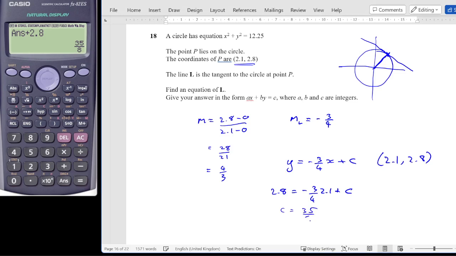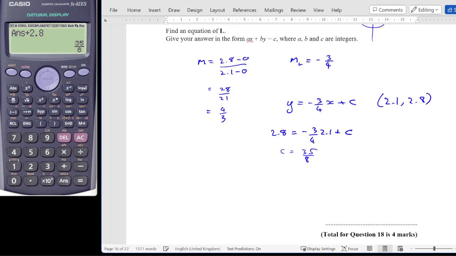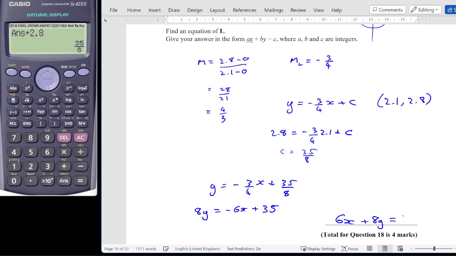Okay, and then we want to put it in this format. So those of you that go on to A-level, you will learn a slightly different method for this, but if we're rearranging from this point, we're saying that y is equal to minus 3 over 4x plus 35 over 8. If we times through by 8 as a starting point, we get 8y is equal to minus 6x plus 35. And then we need to take 6x over to the other side, so we're looking at 6x plus 8y is equal to 35.